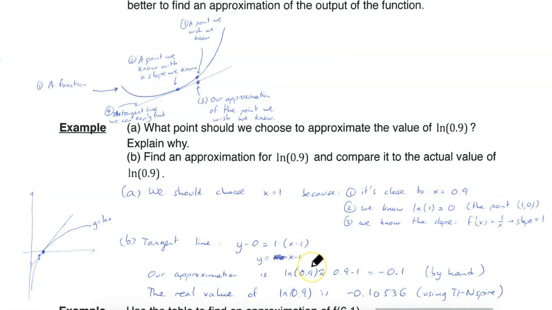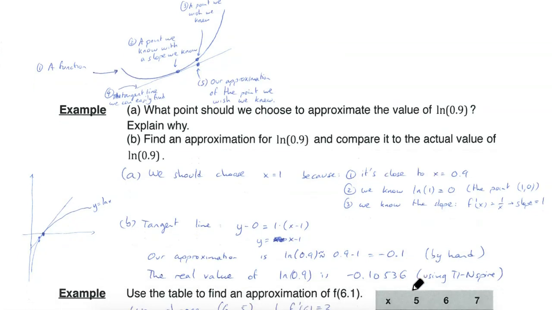So ln of 0.9 is approximately x minus 1, so it's approximately 0.9 minus 1, so it's approximately negative 0.1 by hand. So, purely by hand, you can say that ln of 0.9 is approximately negative 0.1. If we use the TI-Nspire, we can find that the actual value of ln of 0.9 is negative 0.10536. So I would say we didn't do too bad. We're very close. We are 0.05 away from the actual answer.